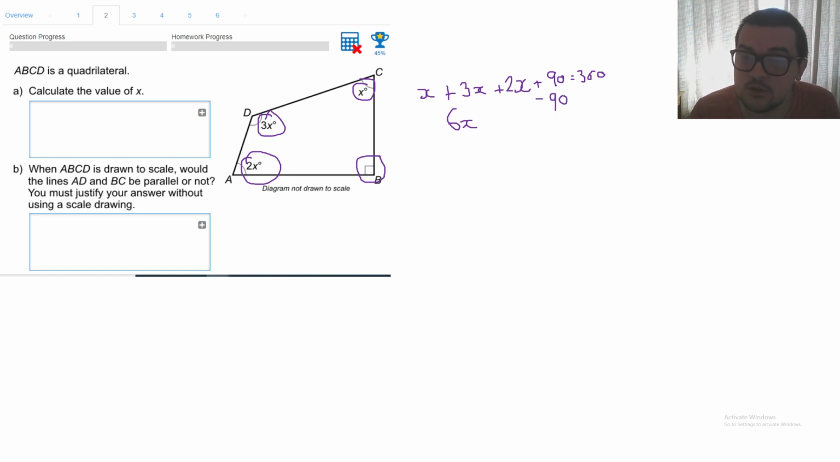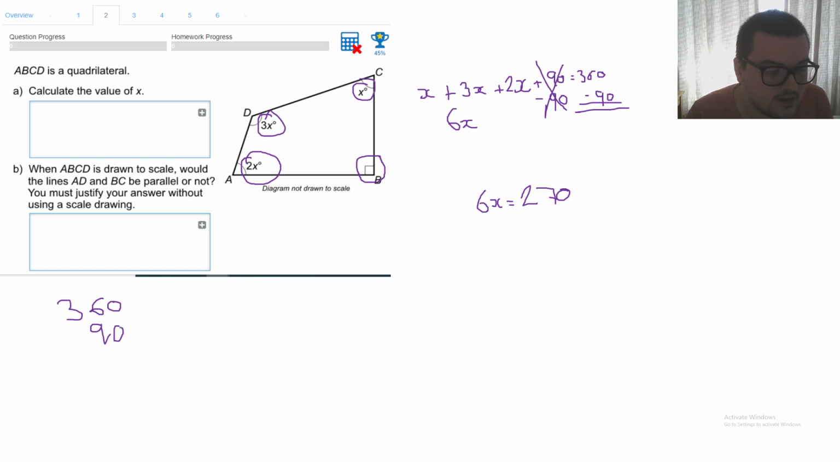We're looking for the value of x. So we take 90 off both sides of the equation. This cancels out. This becomes 270. 6x equals 270. And if you're looking to do this without the calculator, then you just do it using subtraction.